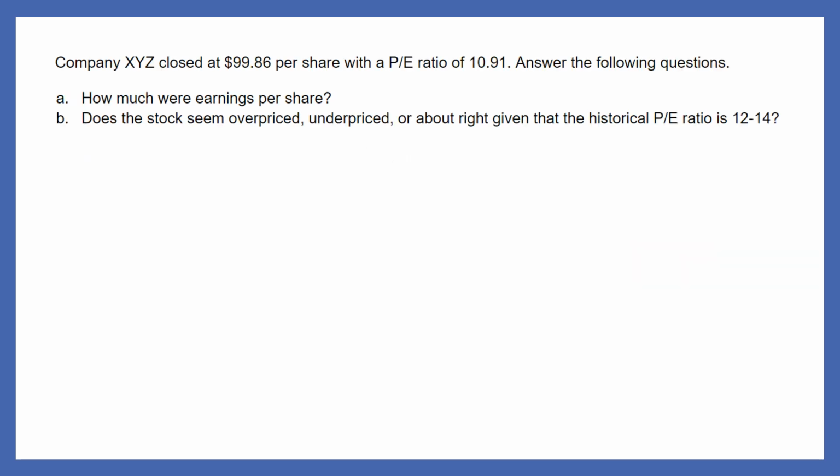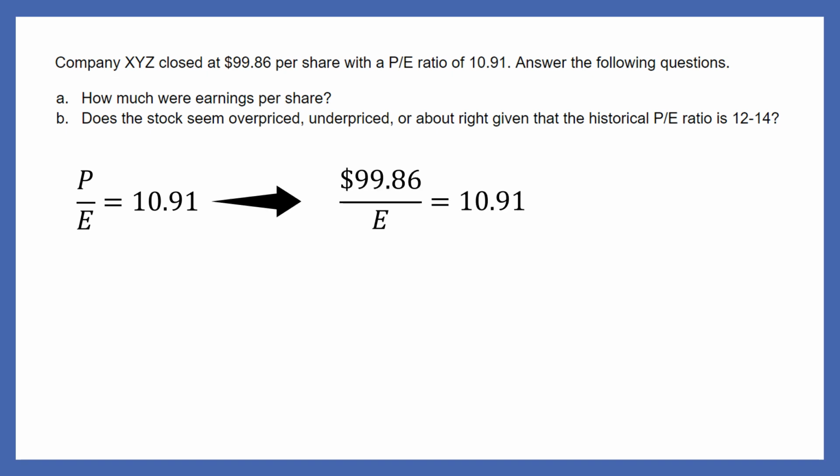One way you can evaluate stocks is with something called a PE ratio. So we have a PE ratio of 10.91, and this particular stock also had a price per share of $99.86. And so a PE ratio, the first thing we're going to do is, all right, we know the price. The PE ratio is actually the price divided by the earnings. And so we know price divided by earnings is 10.91. So we can actually figure out how many earnings there were per share by just plugging in the price that we have and then solving that for E by multiplying by E on both sides and dividing by that 10.91.